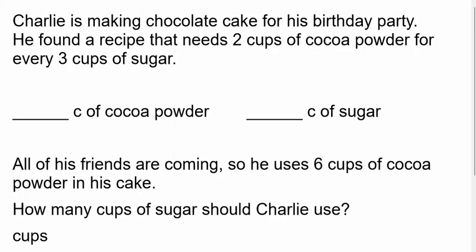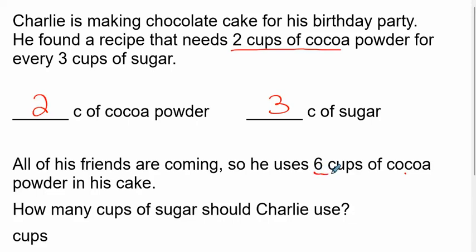All right, let's look at it in word problems now. So Charlie is making chocolate cake for his birthday party. He found a recipe that needs 2 cups of cocoa powder for every 3 cups of sugar. So first of all, you want to look at what am I comparing here. So I am looking at 2 cups of cocoa powder for every 3 cups of sugar. Okay, so that's my original ratio here. Then all of his friends are coming, so he uses 6 cups of cocoa powder in the cake. How many cups of sugar should he use?